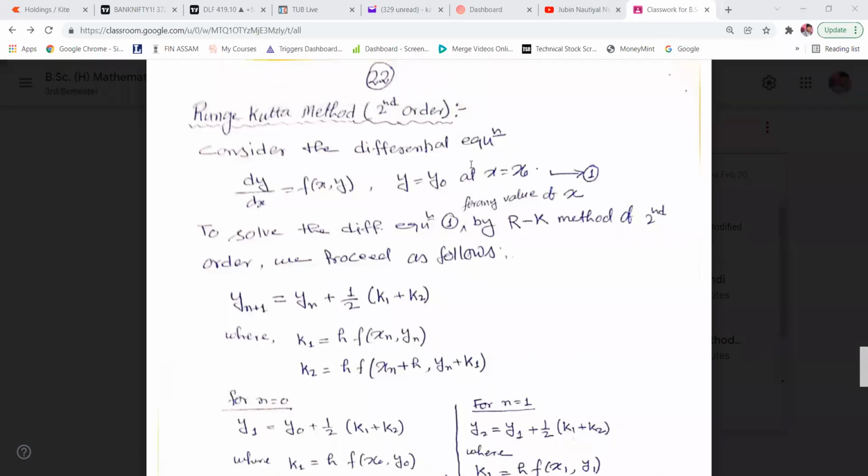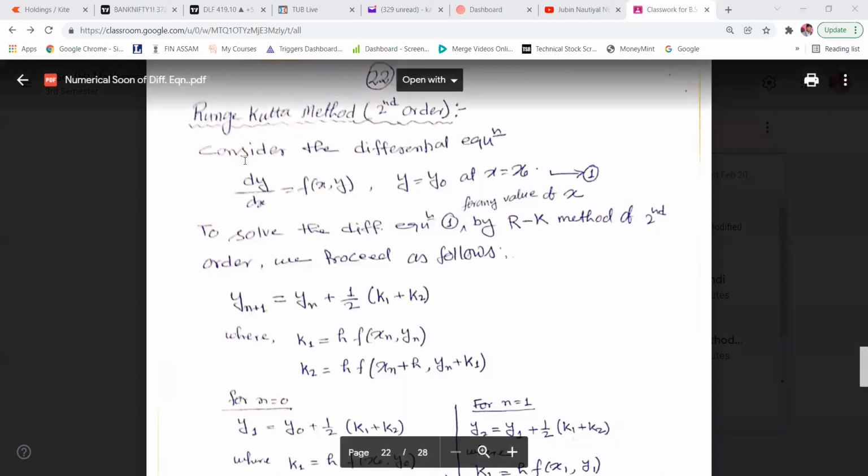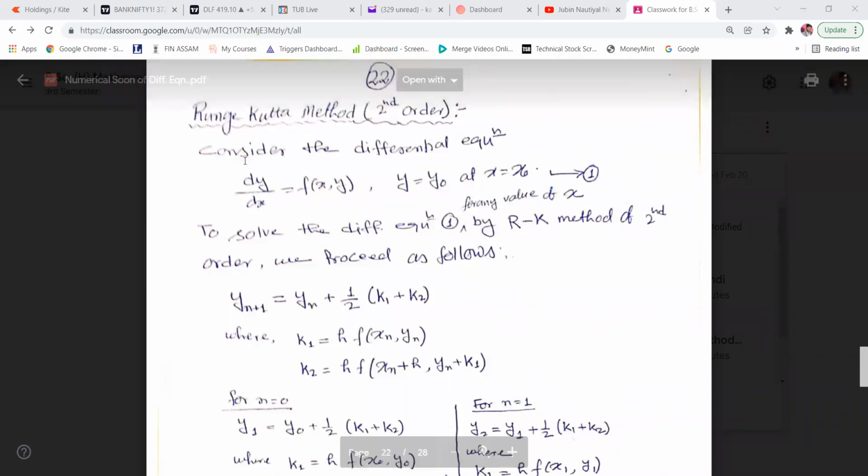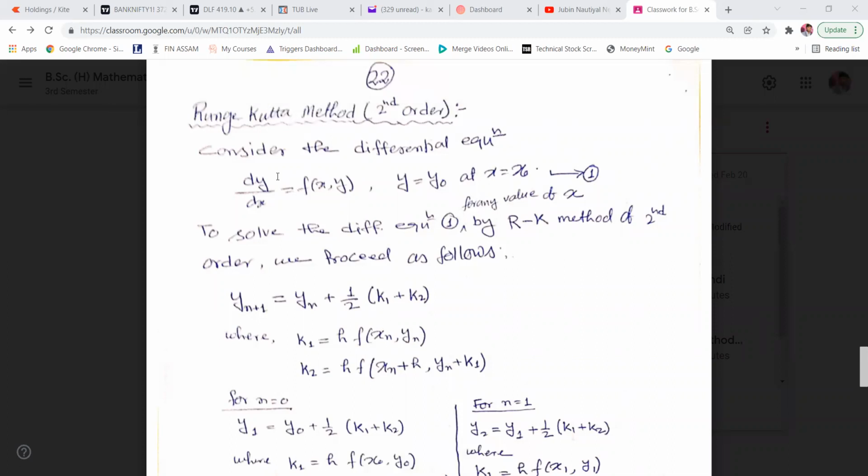Okay, so students, today we'll learn the solution of ordinary differential equation of order 1 using another method, that is your Runge-Kutta method. This Runge-Kutta method has different orders. It has second order, third order, fourth order.